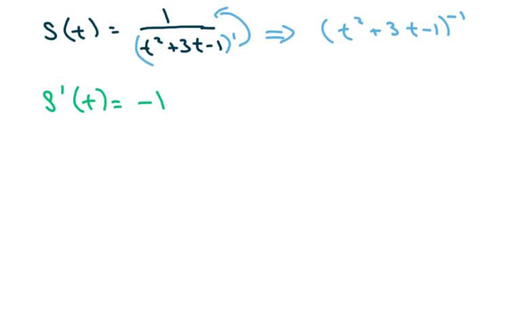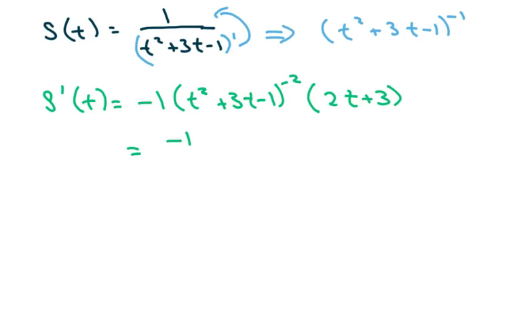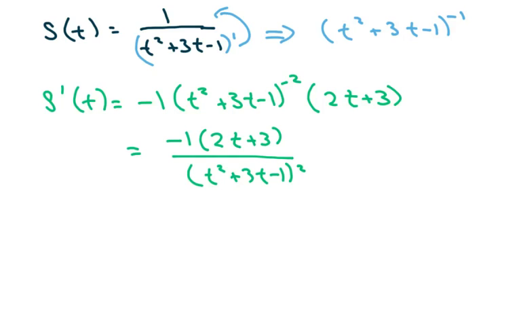So that's going to be negative 1 times t squared plus 3t minus 1. And this would end up being negative 2 because you subtract 1. Then multiply it by the derivative of the inner function. And so basically, I'm going to write this as negative 1 times 2t plus 3 over t squared plus 3t minus 1 squared. And basically, you don't need this 1 here. Just take that 1 out.